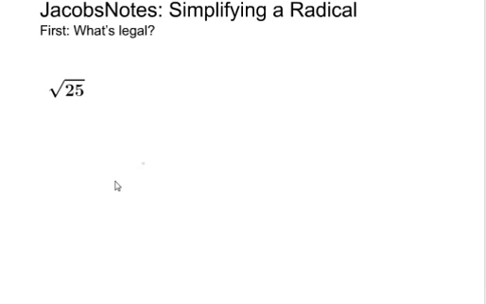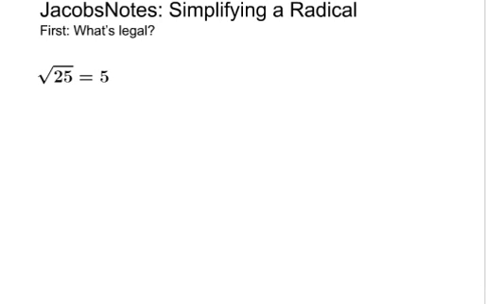In this lesson, we're going to talk about how we simplify a square root. And the first thing we need to talk about is what's legal. Well, consider the square root of 25. What is the square root of 25? Well, what number times itself is 25? It's the number 5. So the square root of 25 is 5.